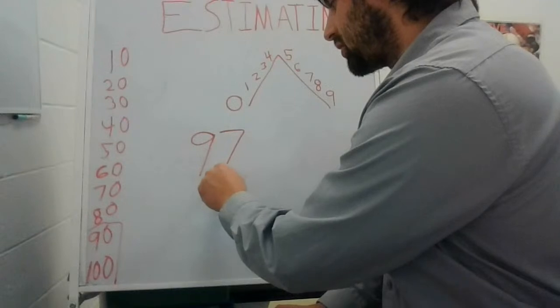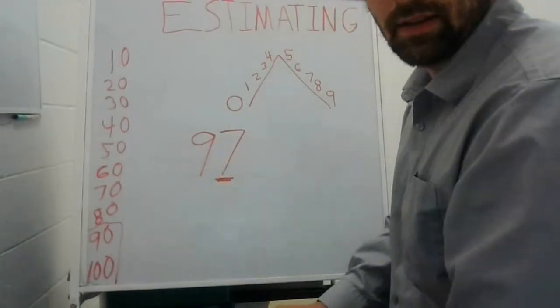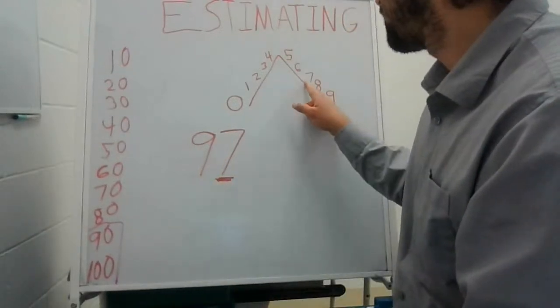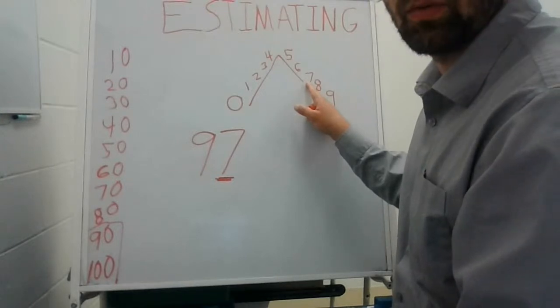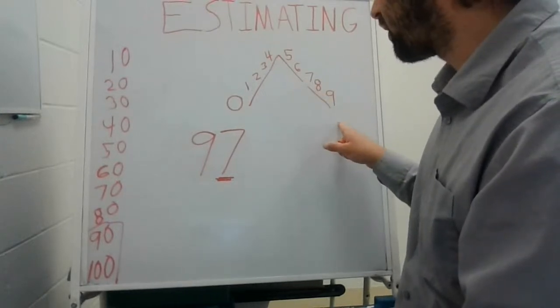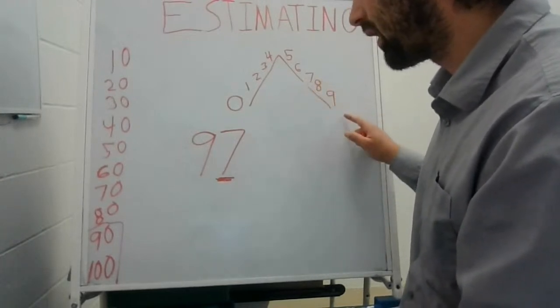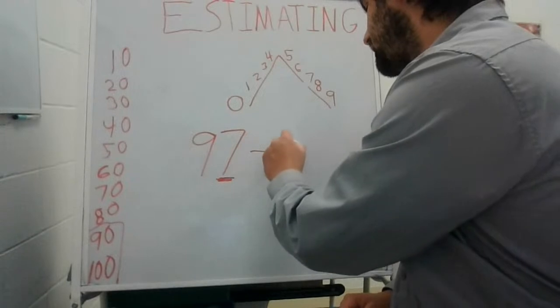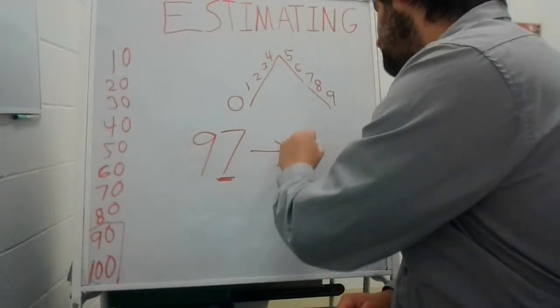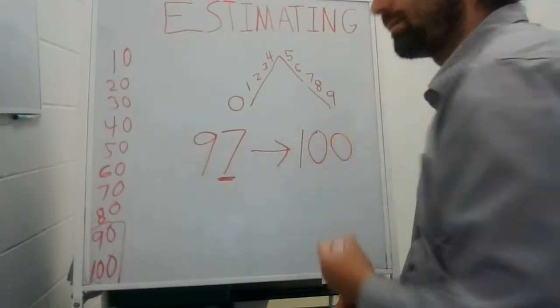We're going to look at the digit in the ones place. So the digit 7, we are rounding up. We're going to round up to 100 because 5 or more, we raise the score. 7 is more than 5, so we are rounding up to 100. So 97, rounded to the nearest 10, would be 100.